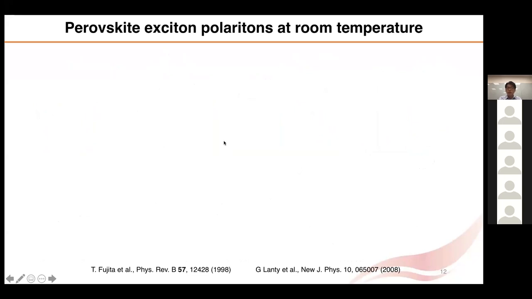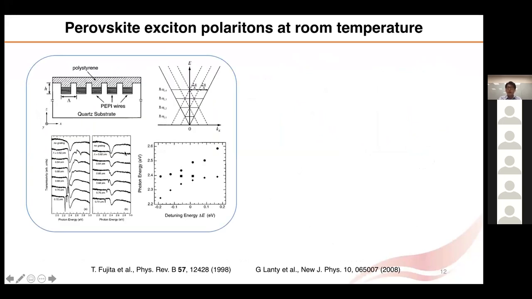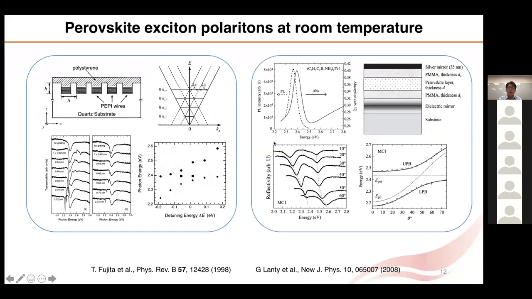So indeed, people have used such perovskite systems to reach a strong coupling regime at room temperature, where the history can date back to the observation of such anti-crossing features with a grating structure 20 years ago. And also people used a planar microcavity to reach the strong coupling regime with this type of 2D perovskite. However, in previous studies, limited by the short polariton lifetime and inefficient relaxation, polariton condensation always remained elusive for almost 20 years.